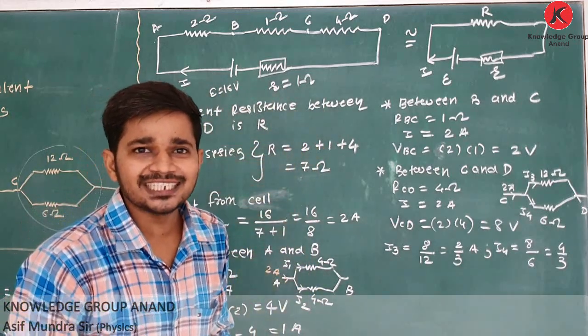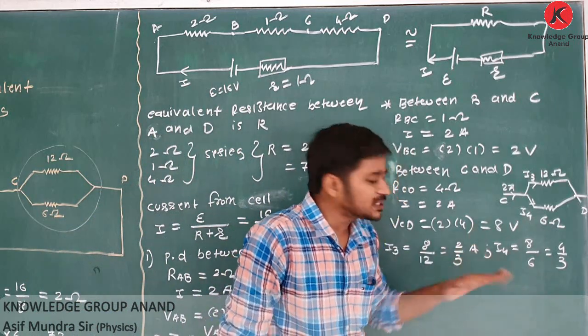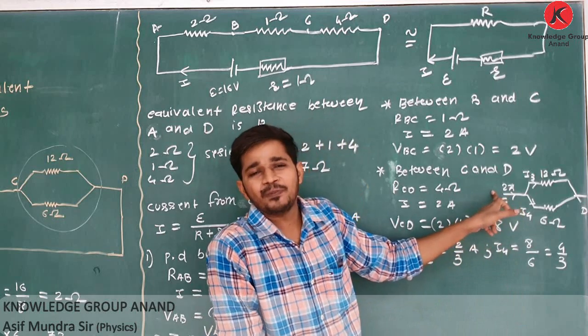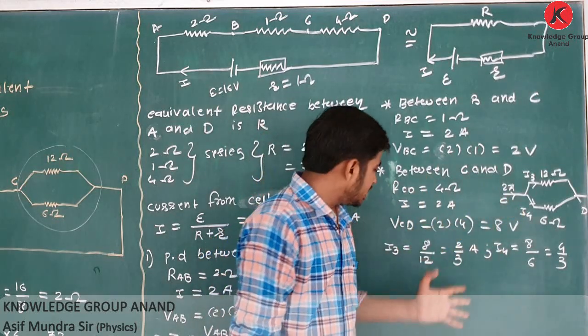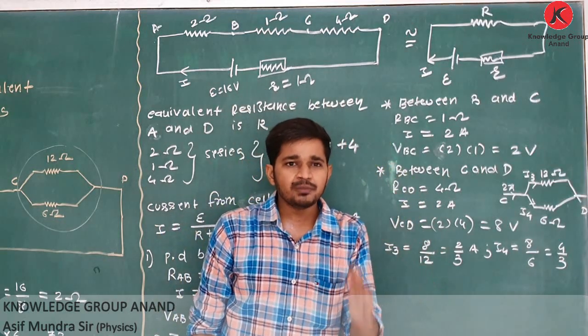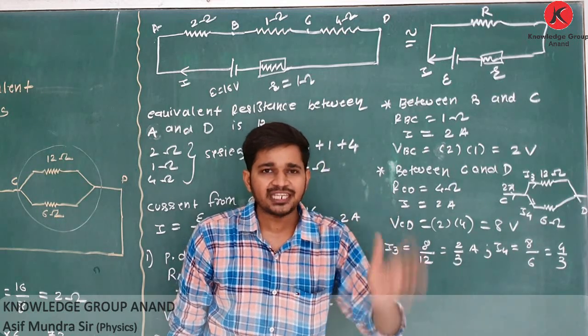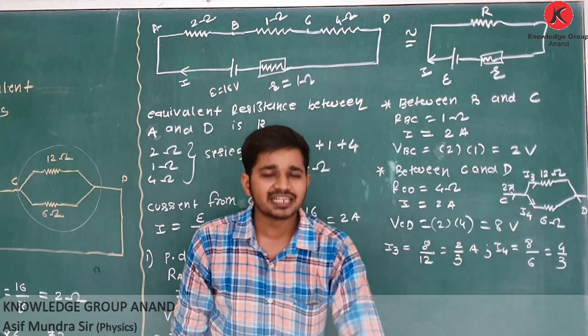Now see a more interesting result. 2 by 3 plus 4 by 3 is 6 by 3, which is equal to 2. So this is the current passing through point C. Clear about this? So we have found the potential difference across VAB, VBC, VCD and the current flowing through each and every resistor.